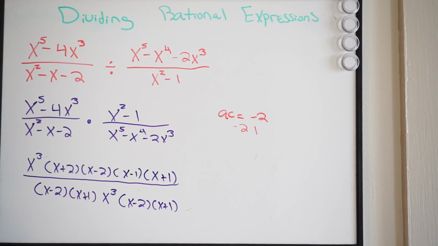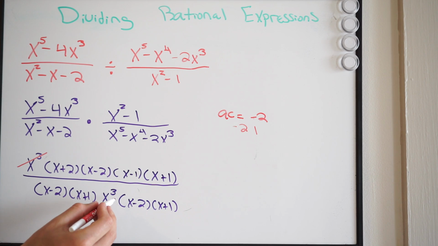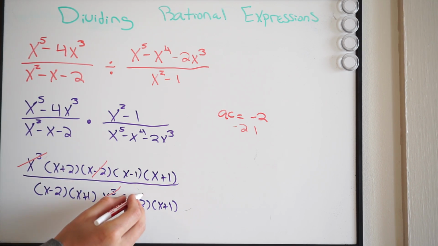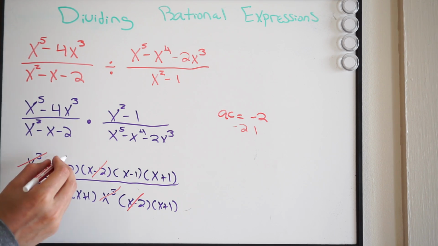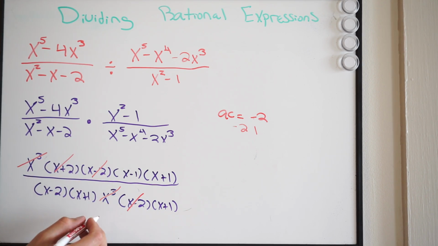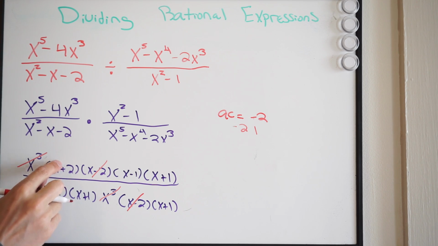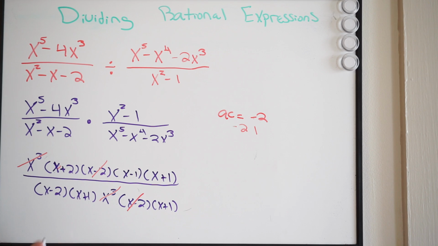Here comes the easy part. All we have to do is cancel out our common factors right on the top and the bottom. So I have an x cubed. Well, that can cancel out because I have it on top and bottom. Alright, x minus 2, x minus 2, x plus 2, oops, and I don't have an x plus 2, so I can't cancel that out, sorry. Let me write that again. So what else can I cancel here? X plus 1. Anything else? And it looks like that's all I can cancel here.